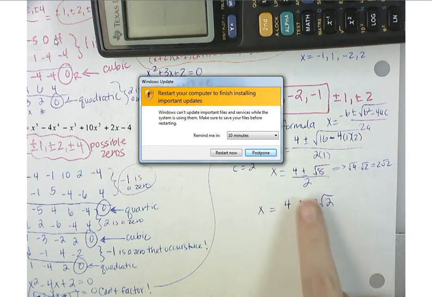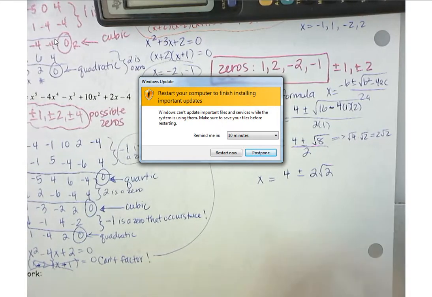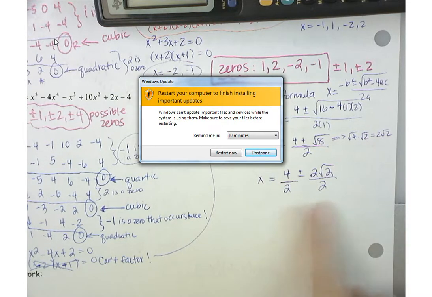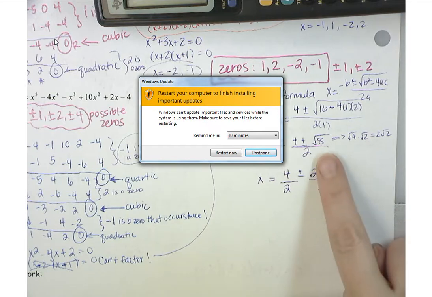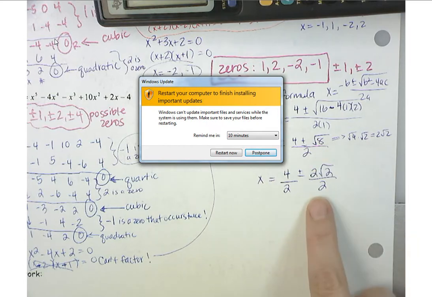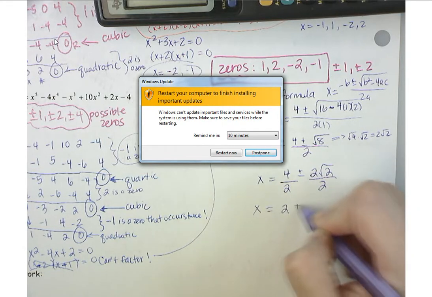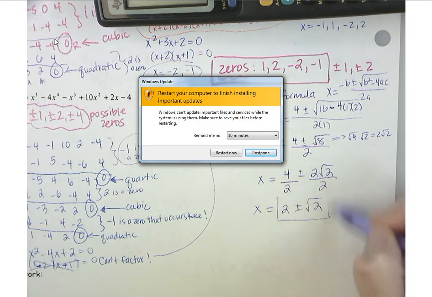Now here's the other part that even some of us did wrong on our first test, right? You have to divide both of these by 2. You can't just divide 4 by 2 and then forget about this part. You have to divide both of them by 2. So this would be 2 plus or minus root 2. So these are your other zeros.